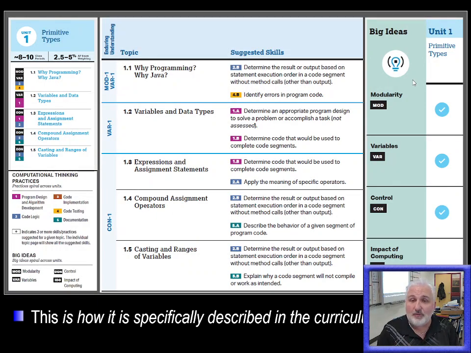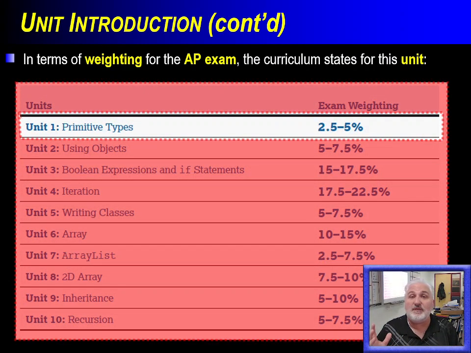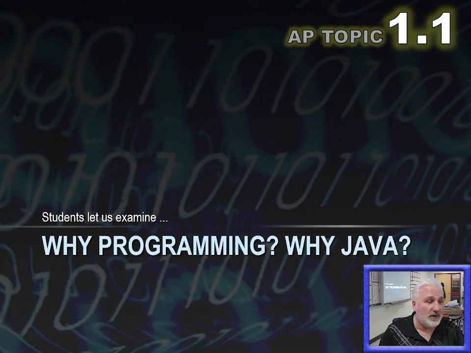This is a snapshot right from the AP curriculum: why programming, why Java, variables and data types, expressions and assignment statements, compound assignment operators, casting and range of variables. In terms of weighting on the AP exam, the curriculum states that Unit 1, primitive types, is 2.5 to 5% of the exam weighting. That means it will be in about 2.5 to 5% of the questions, in the multiple choice or the response questions.